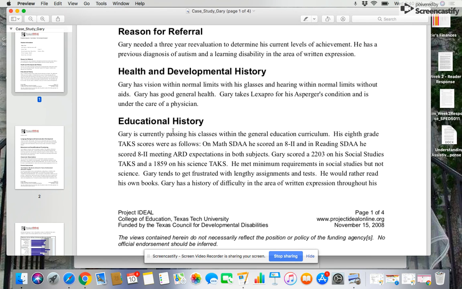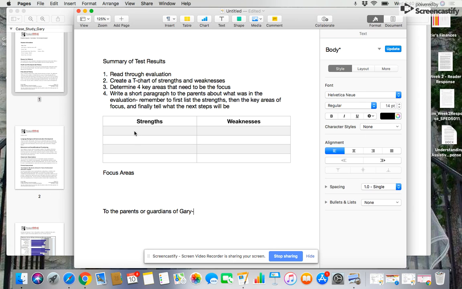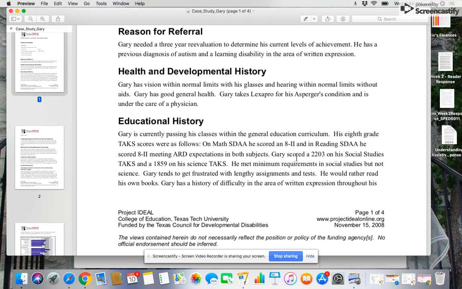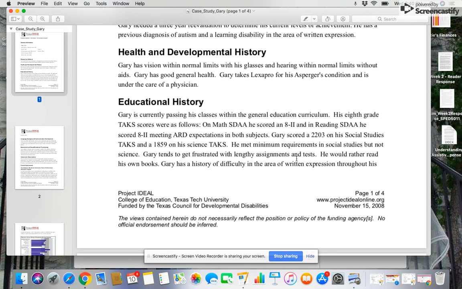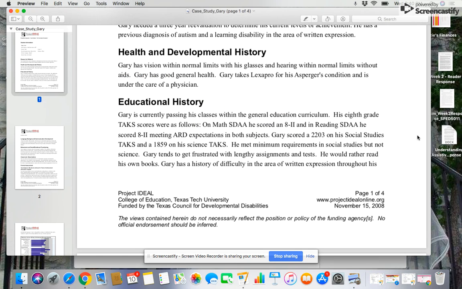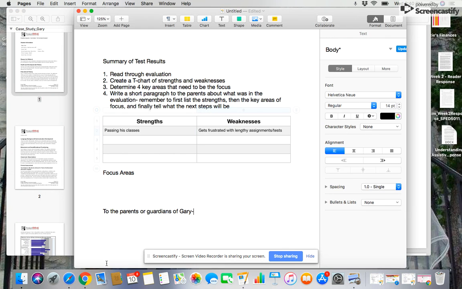When looking at Gary's case study, let's just take, for example, his educational history. It says Gary is currently passing his classes within the general education curriculum. That could be something of strength. He is passing his classes, so you would put that within that document. If you come across a weakness, you would put it on the weakness side. For example, it says Gary tends to get frustrated with lengthy assignments and tests. That would go under a weakness. You're going to do that for the entire case study, filling out this entire chart.